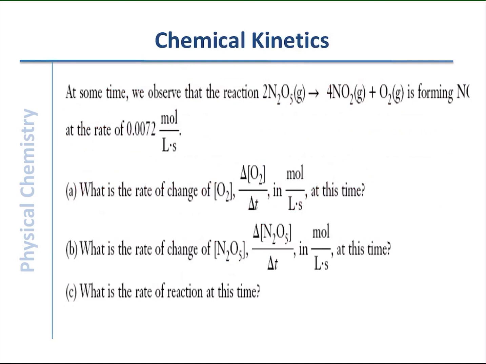You have to correlate the rate of reaction of nitrogen dioxide and oxygen relative to nitrogen pentoxide. Here is the formation of nitrogen dioxide. The rate of formation of nitrogen dioxide is 0.0072.